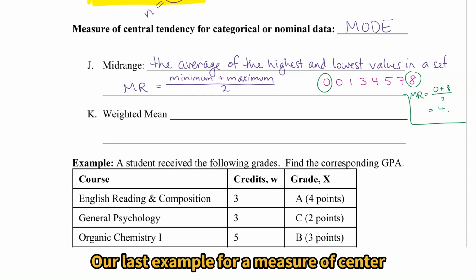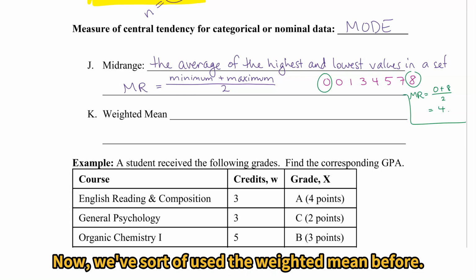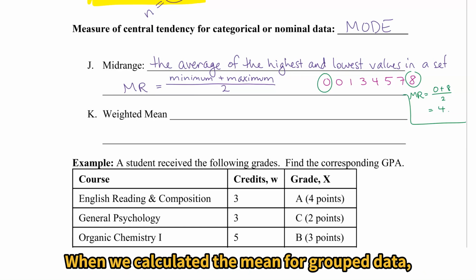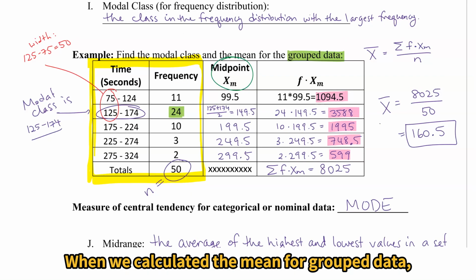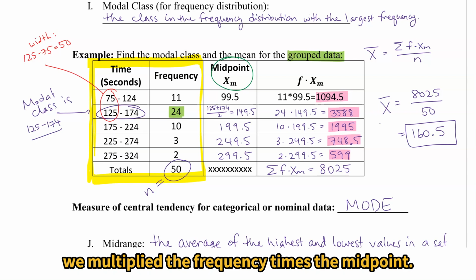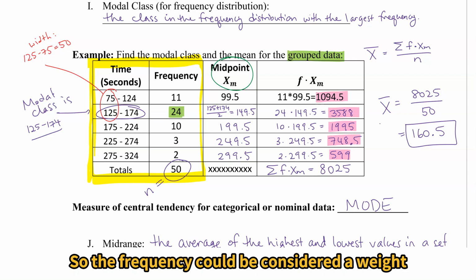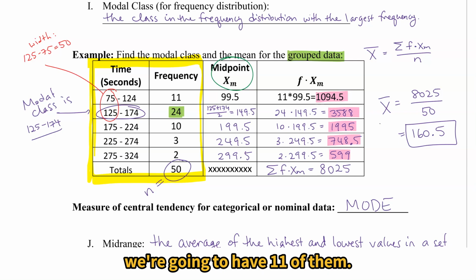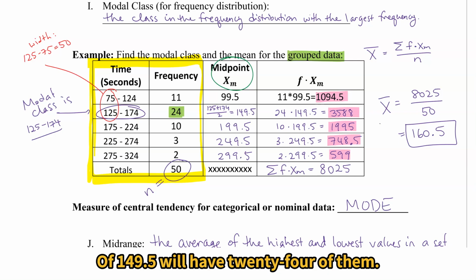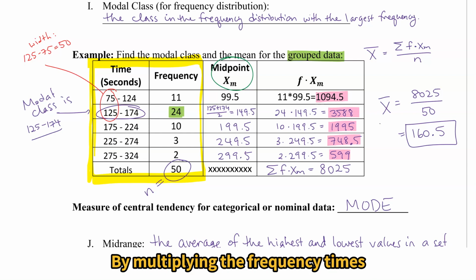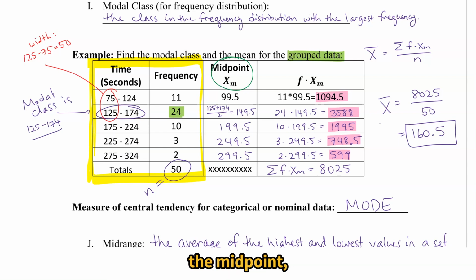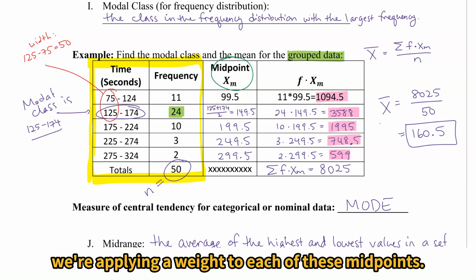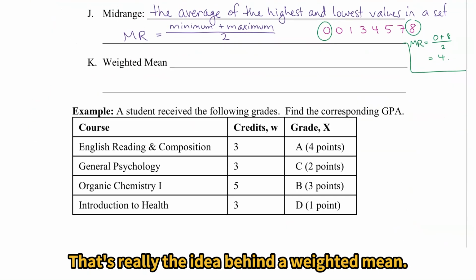Our last example for a measure of center is the weighted mean. Now, we've sort of used the weighted mean before. When we calculated the mean for grouped data, we multiplied the frequency times the midpoint. So the frequency could be considered a weight on that midpoint, meaning of 99.5, we're going to have 11 of them. Of 149.5, we'll have 24 of them. By multiplying the frequency times the midpoint, we're applying a weight to each of these midpoints.